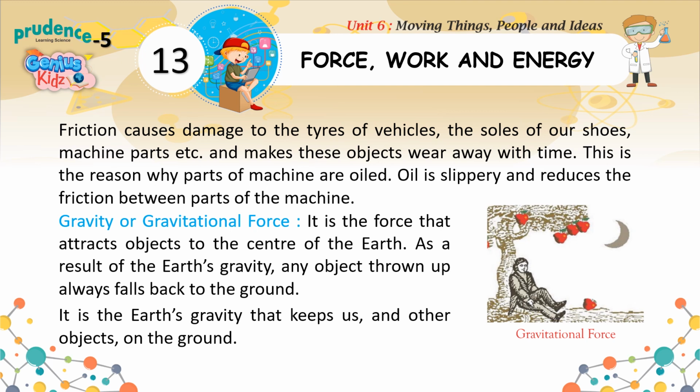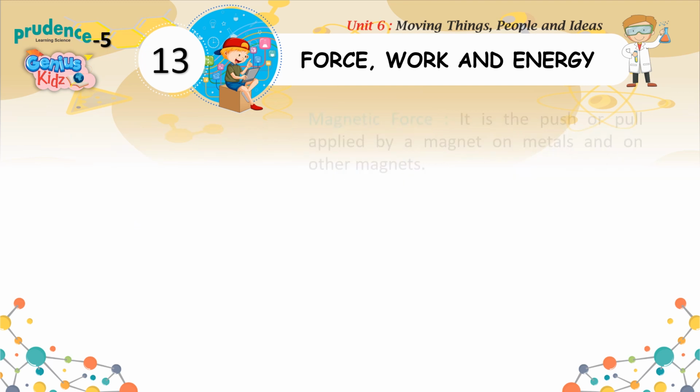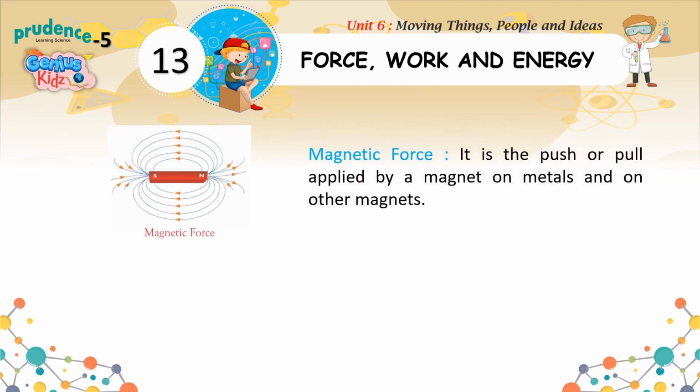Gravity or gravitational force. It is the force that attracts objects to the center of the earth. As a result of the earth's gravity, any object thrown up always falls back to the ground. It is the earth's gravity that keeps us, and other objects, on the ground. Magnetic force. It is the push or pull applied by a magnet on metals and on other magnets.